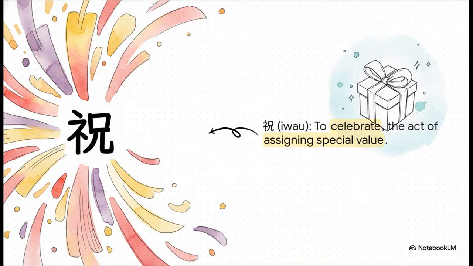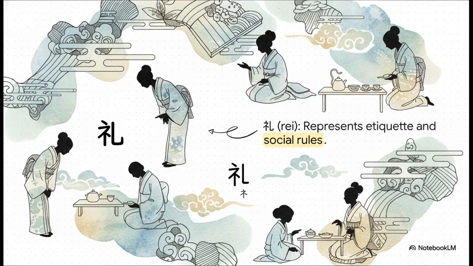And the pattern just keeps going. Look at shuku, to celebrate. What is a celebration? It's us as people assigning special value to a moment. It's an action based on a concept. Same with fuku, happiness. It's an intangible state of being, and it's commanded by that very same radical. And one more. Rei, etiquette, manners. These are the invisible rules that hold society together. So here's the takeaway. You see that radical? You know we're talking about social systems, values, or judgments, period.